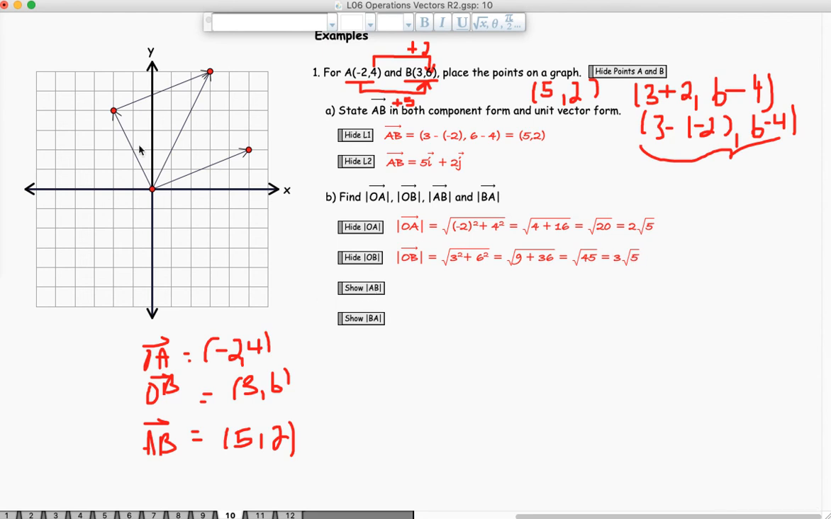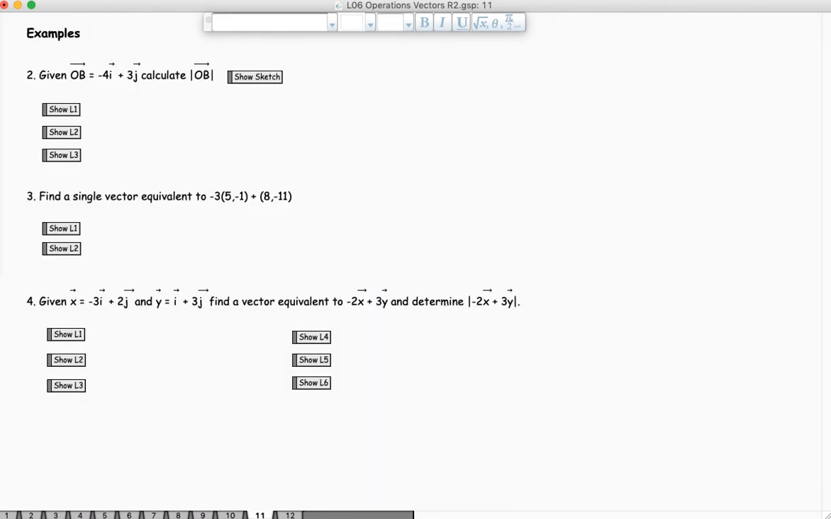The magnitude of AB, again, we need the related position vector for AB. We've done that in A, so it was 5, 2, so the magnitude of AB is the square root of 5 squared plus 2 squared. That's the square root of 29. We do not need to do any extra work to find the magnitude of BA because it will have the exact same magnitude as AB. So the magnitude of AB is the same as the magnitude of BA, the square root of 29. All right, on to our next example.